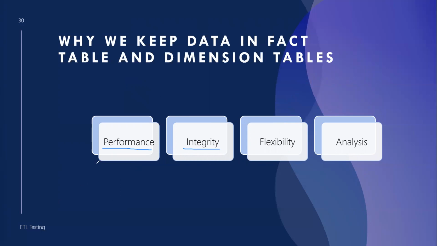Then the data integrity. These dimension tables and fact tables are designed to ensure the data is consistent and accurate. Each table has its own primary key and foreign key relationship, which helps to maintain data integrity and reduce the risk of errors or inconsistencies in the data. When I say flexibility, it means it is easy to add or modify the data in the table as the business evolves. This allows us to adjust the data model to better reflect the changes.